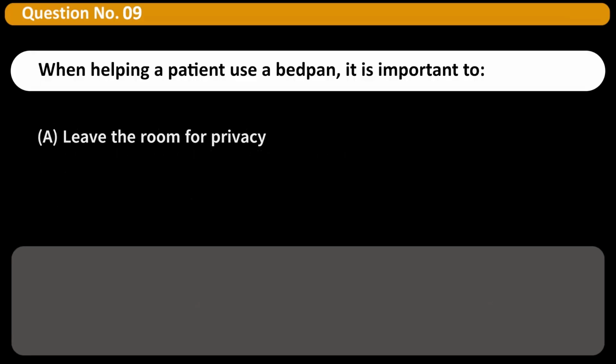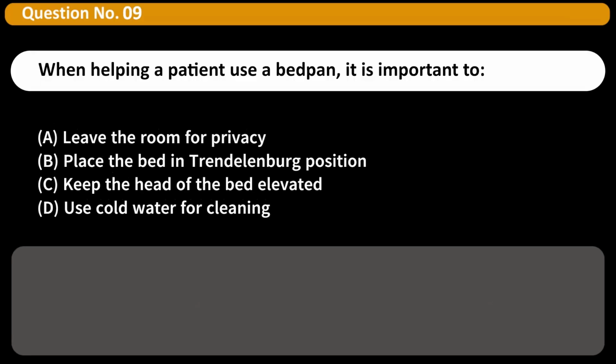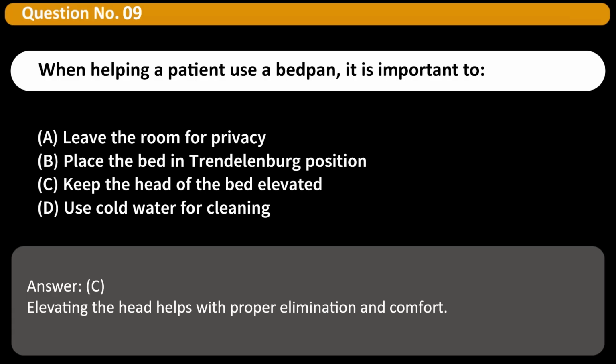When helping a patient use a bedpan, it is important to: A. Leave the room for privacy. B. Place the bed in Trendelenburg position. C. Keep the head of the bed elevated. D. Use cold water for cleaning. Answer: C. Elevating the head helps with proper elimination and comfort.